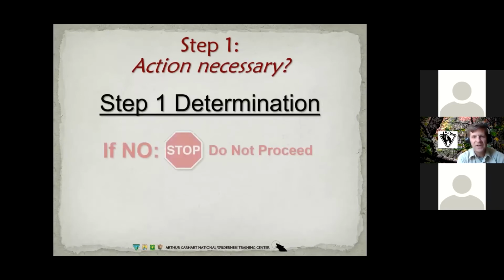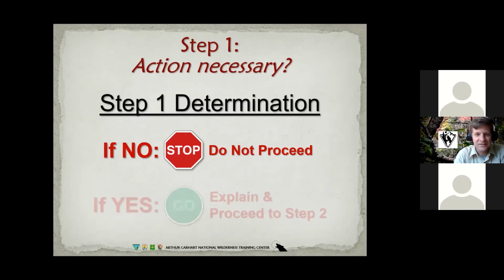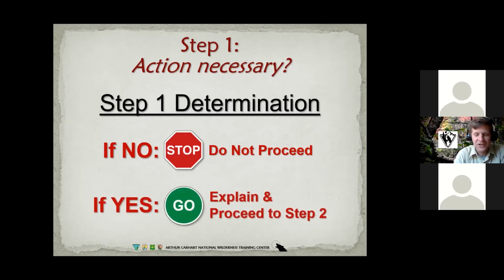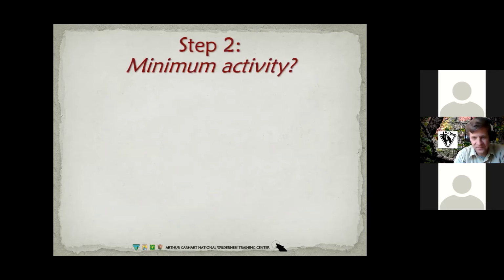So step 1, determination. And again, as you're working through the MRDG, you'll get to this point, and the determination will be whether or not the action has to happen in wilderness. And if the answer is no, we're done. You do not proceed. But if the answer is yes, then we need to move to step 2 to determine what the minimum action is. So go to the next slide.